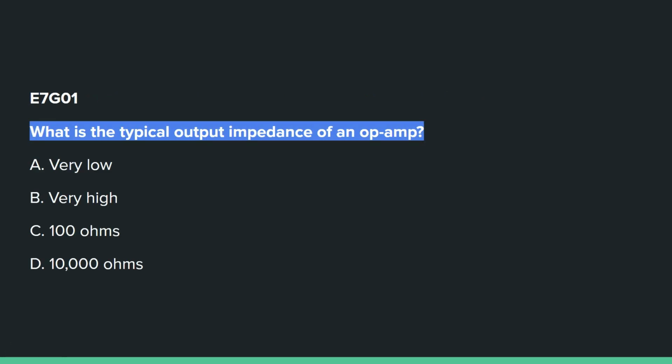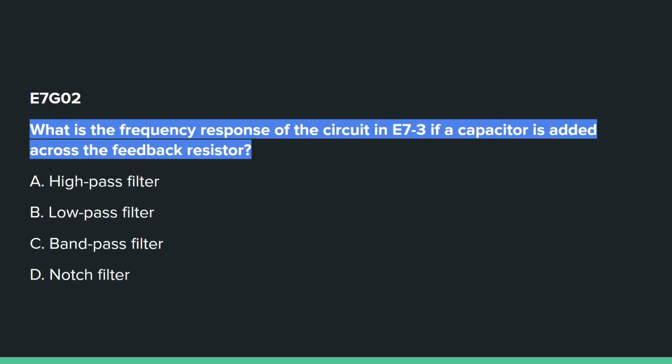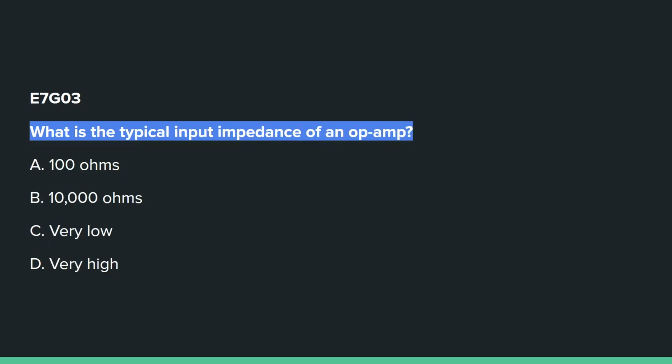E7G01, what is the typical output impedance of an op amp? A. Very low. E7G02, what is the frequency response of circuit E7-3 if a capacitor is added across the feedback resistor? B, low pass filter. E7G03, what is the typical input impedance of an op-amp? D, very high.